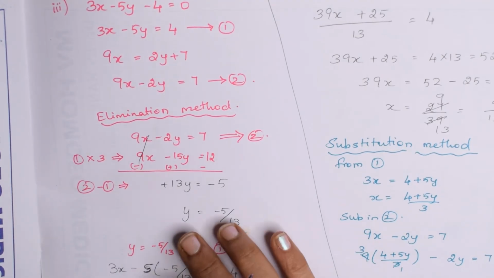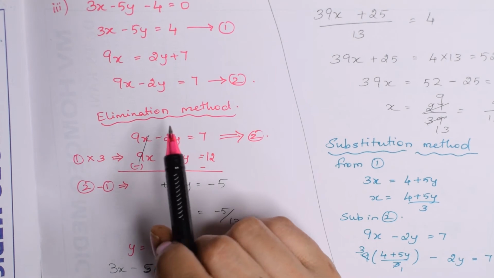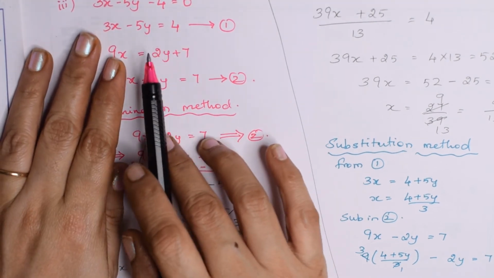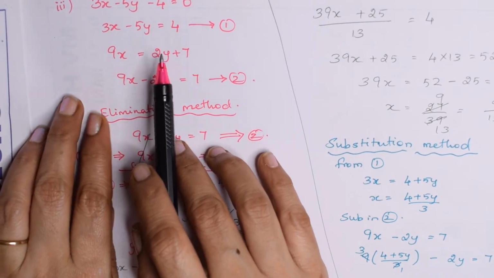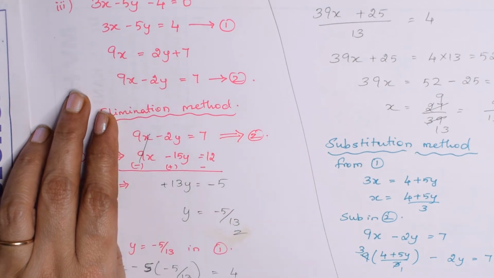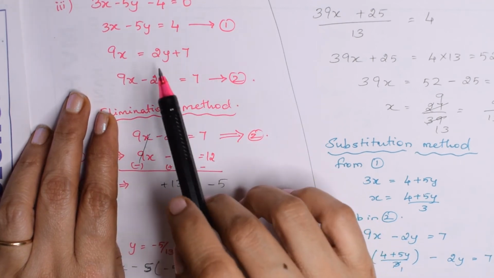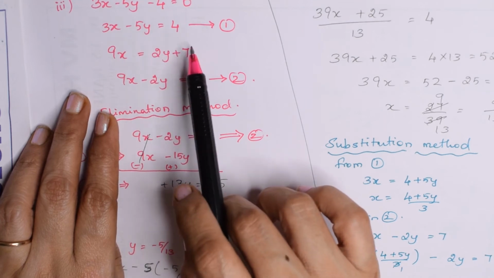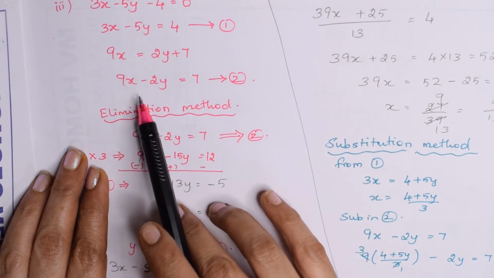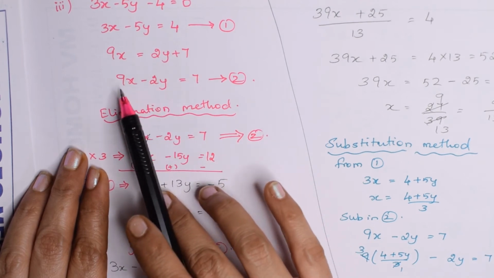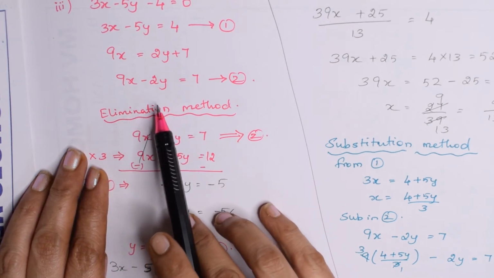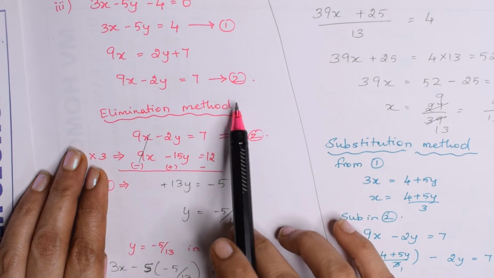The third sum, 3x minus 5y minus 4. See, all the constant terms are there in the left hand side, okay. And if it is there in the left hand side, please bring it to the right hand side. Usually while we are solving it in elimination method, we have it on the right hand side. So take care while bringing it to the right hand side. It becomes 3x minus 5y is equal to 4. And again the second equation also, I brought 2y to the left hand side. It's given on the right hand side. I brought 2y to the left hand side. 9x minus 2y is equal to 7. This becomes the second equation.